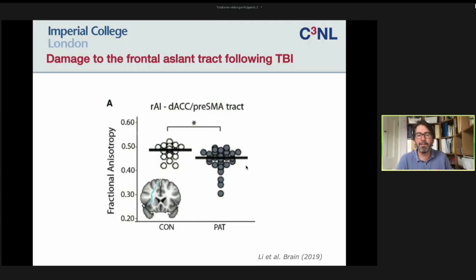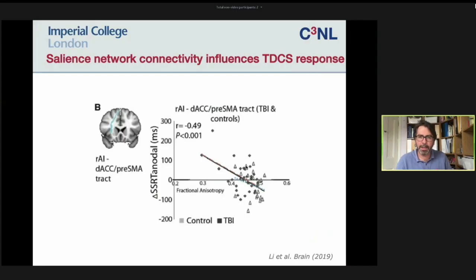So the question is, does that influence the effects of stimulation there? And the answer is yes, it does, in a similar way to in the control subjects. So what we see plotted here on the x-axis is the fractional anisotropy. Reduced fractional anisotropy is worse, so indicative of damage.